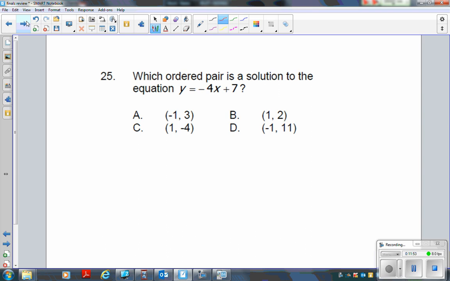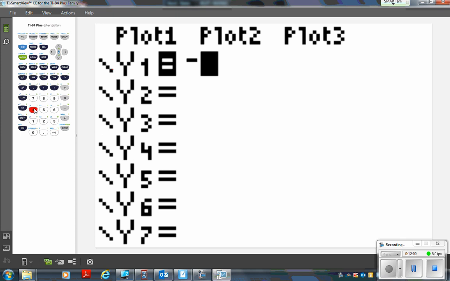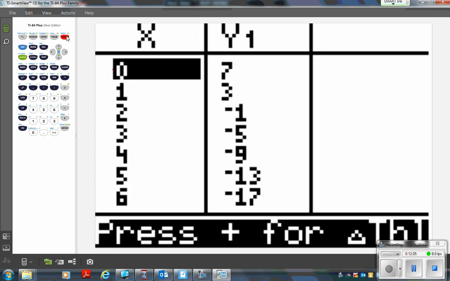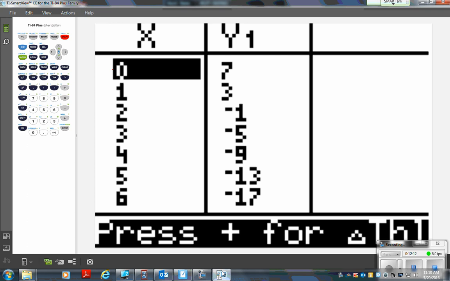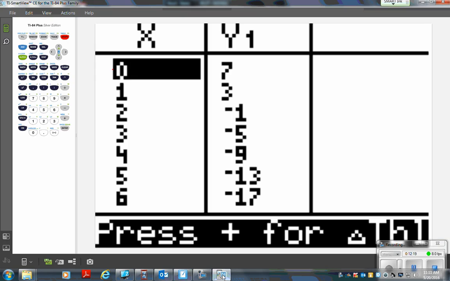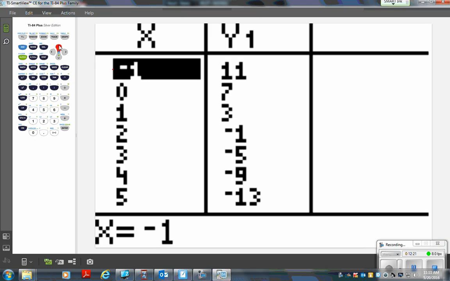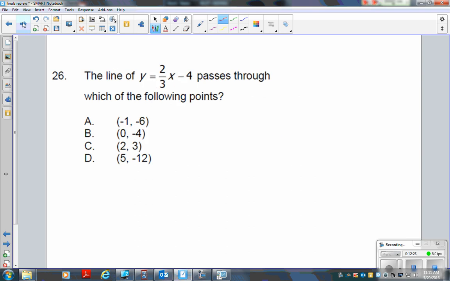All right, so here we're looking for what is the solution. So we're just going to graph it and look for the solution. -4x plus 7. When you go to the table, look at some of these points. We have 1, 2, and 1, -4. Let's check these out. They're both wrong. We have -1, 11, and -1, 3 is -1, 11. There's a line right there.